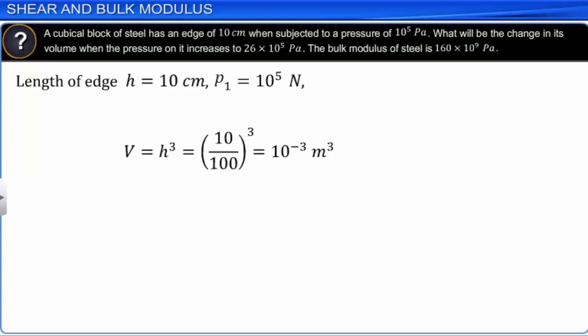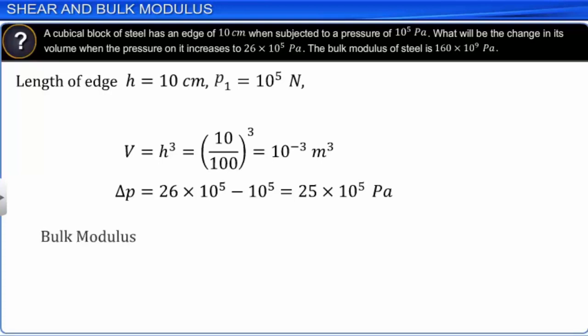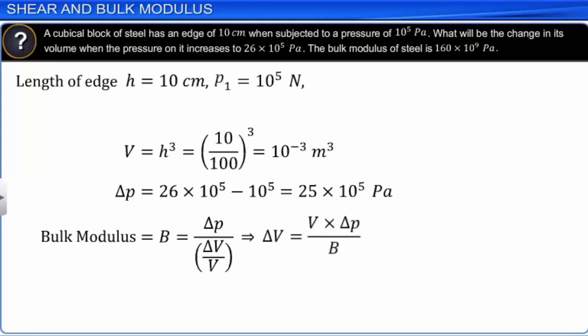Bulk modulus is the ratio of bulk stress to bulk strain. We rearrange this expression to solve for delta V, the change in volume. Substituting the values of delta P, V and B, we get the change in volume delta V as minus 1.56 times 10 to the power minus 8 meters cubed. The negative sign in the answer means the final volume is smaller than the original volume.